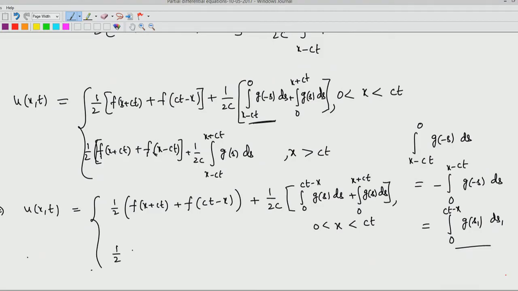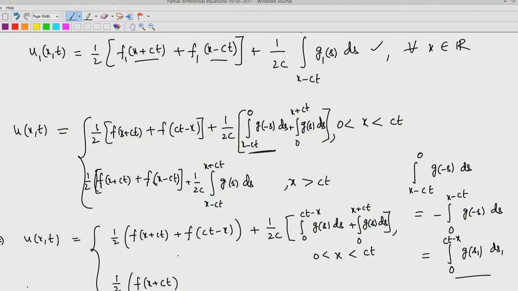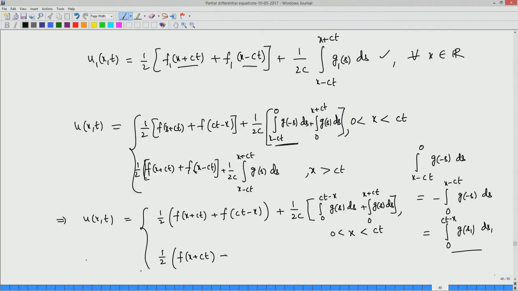So, you have half f of x plus ct plus f of x minus ct plus 1 by 2c integral x minus ct to x plus ct g of s ds. This is for x greater than ct.